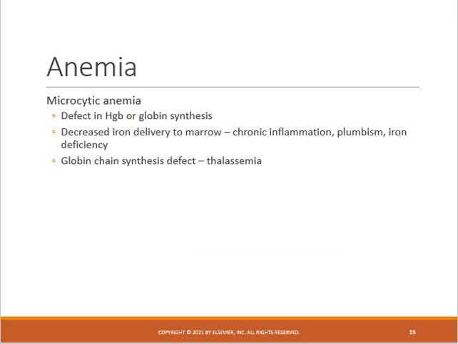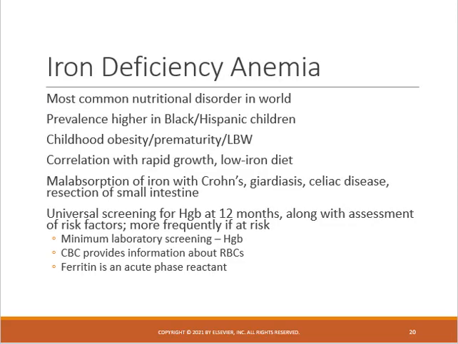With microcytic anemia, there can be a defect in the hemoglobin or globin synthesis. We know that there's decreased iron delivery to the bone marrow, and that can be caused by chronic inflammation, a condition called plumbism, which I had to Google, which is lead poisoning, and then other iron deficiencies. There can also be globin chain synthesis defects, and that is thalassemia, and we will talk briefly on that later.